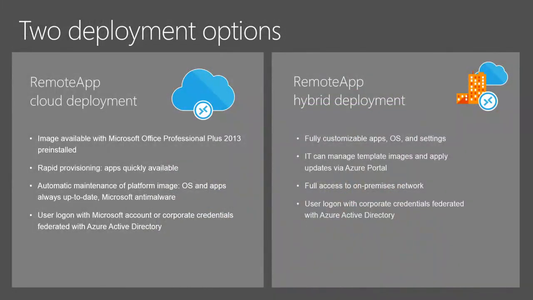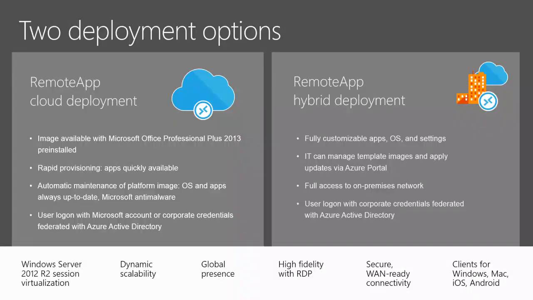The two deployment methods, there's a cloud-based model and a hybrid model. The cloud model, you can get going in less than 10 clicks. You can use images that we've put up, rapid provisioning, identity flexibility, the ability to use different sets of credentials. And if you use the image template, we manage the template for you. Versus the hybrid model, fully customizable apps, you manage the image, integrates back with on-premises.